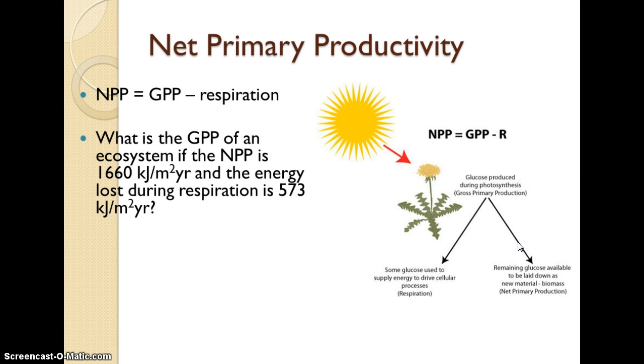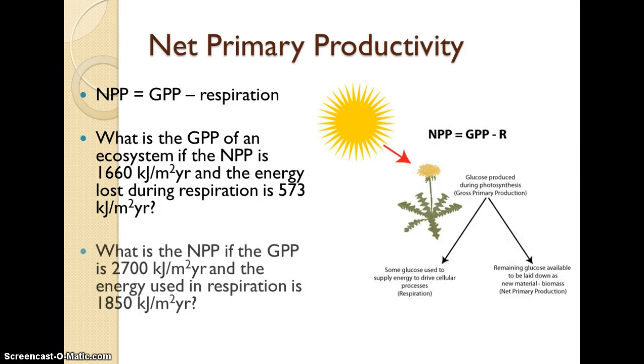So what I want you to do, and we'll look at these first thing in our next class period, is to determine what is the gross primary productivity of an ecosystem if its net primary productivity is 1,660 kilojoules per meter square per year, and the energy lost during respiration is 573 kilojoules per meter square per year. Also, try this one. What is the net primary productivity if the gross primary productivity is 2,700 kilojoules per meter square per year, and the energy used in respiration is 1,850 kilojoules per meter square per year?